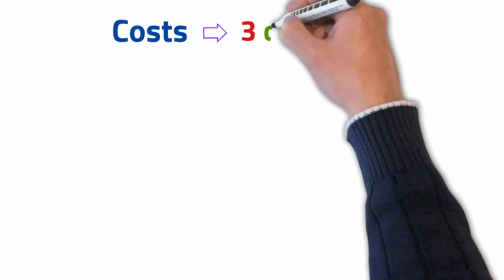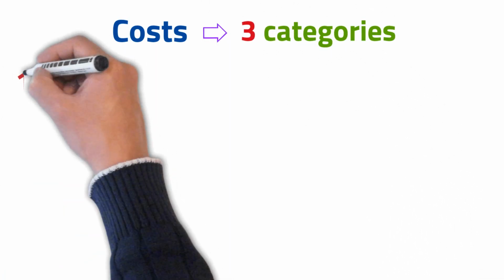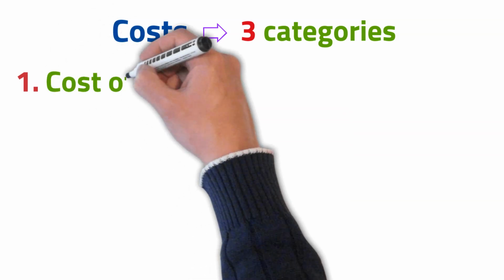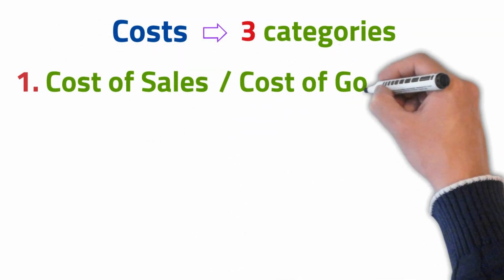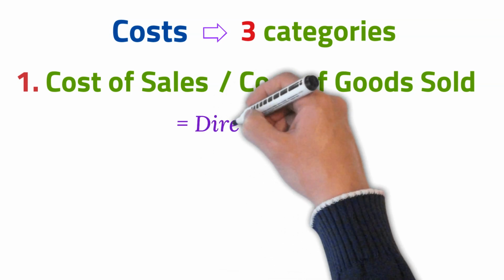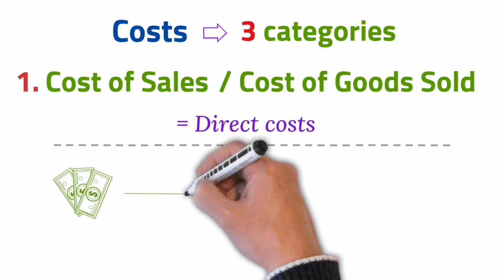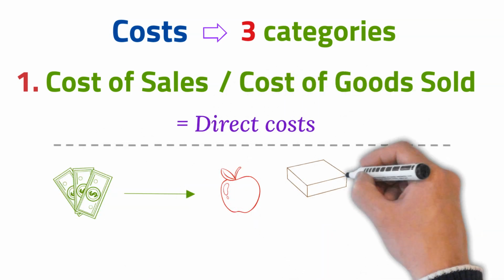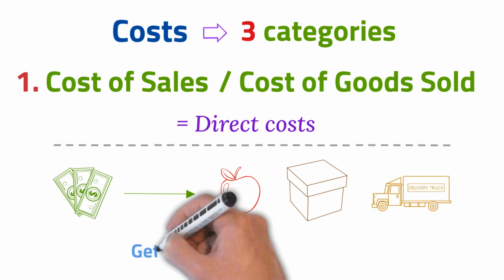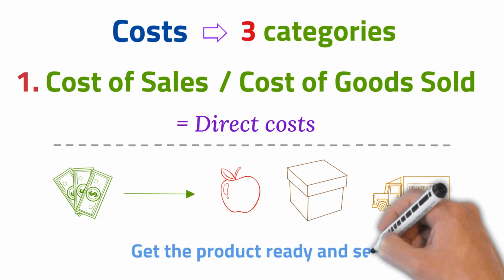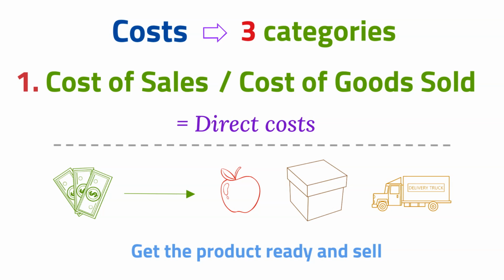In general, there are three major cost buckets you'll hear all the time. The first one, COGS or cost of sales. This is a direct cost of sold products or services, in our case apples. In real life that would also include packing and transporting the apples. Everything needed to bring the apple into the shape, get it to the customer and complete the transaction.